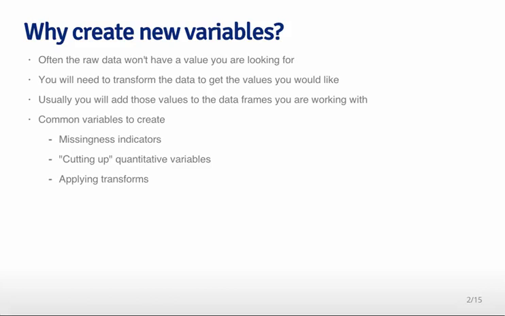This is particularly important when you're doing something like prediction, where you want to create new variables that you might use as predictors. Common variables that people create are missingness indicators, so pointing out where you might have missing data. That's one really common variable to create. Also, cutting up quantitative variables, creating factor versions of a quantitative variable, corresponding to particular values that might be of interest, or applying transformations to deal with data that have strange distributions.